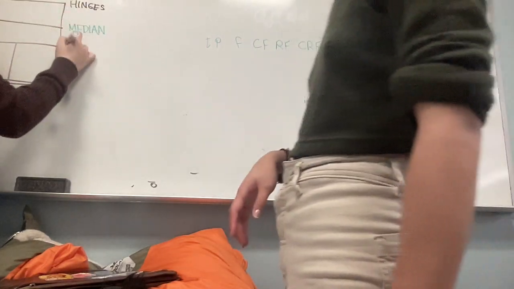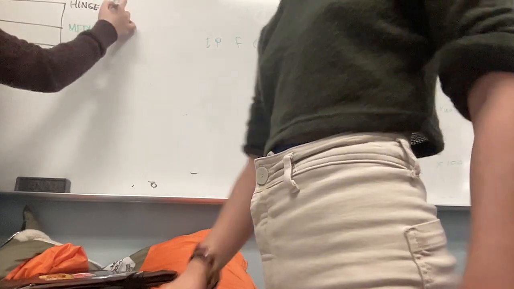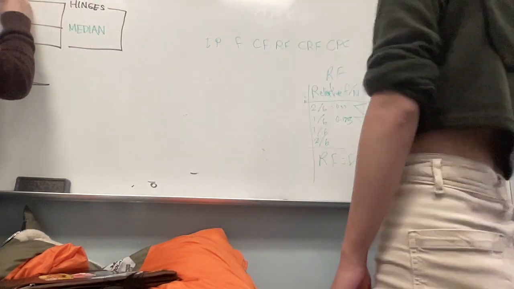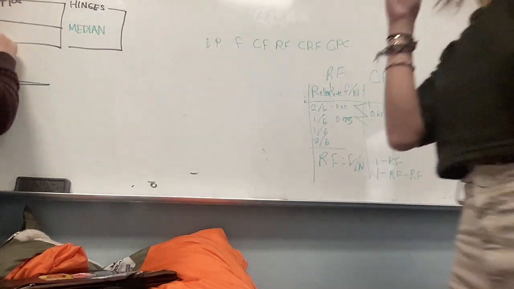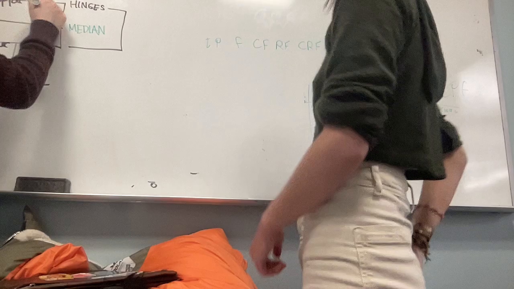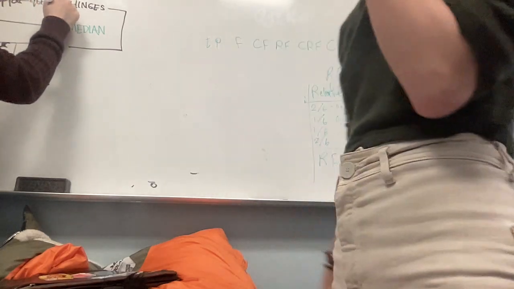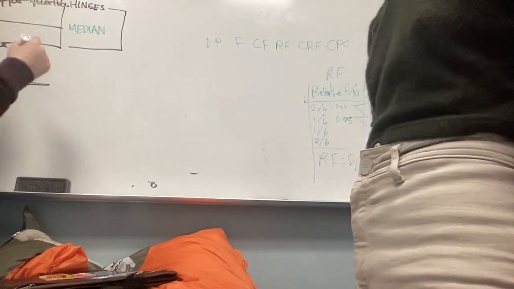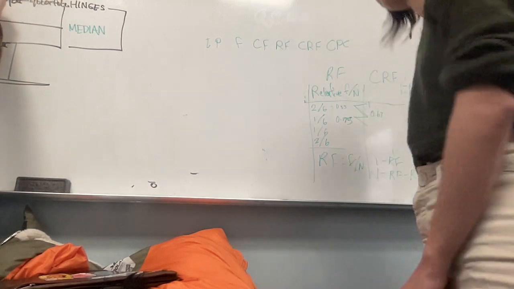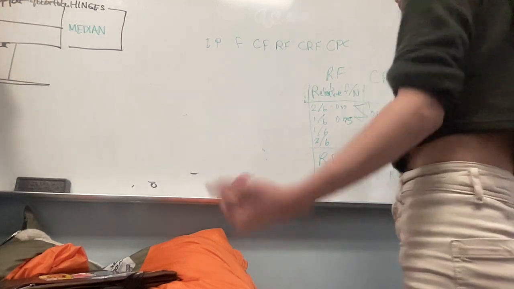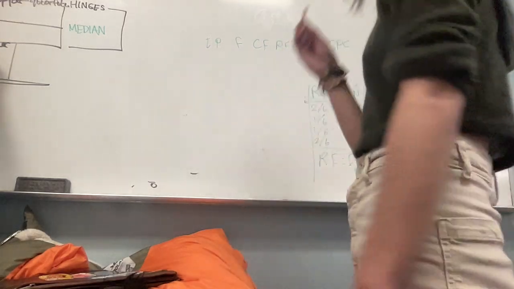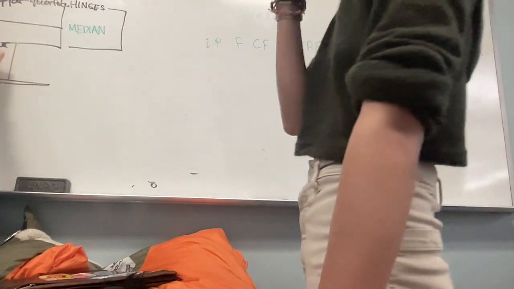Upper hinge and lower hinge. And they're also a percentile or a quartile. Upper quartile. But they're a specific quartile. 75, you're right. And then the median is 50. And then the lower one? 75.